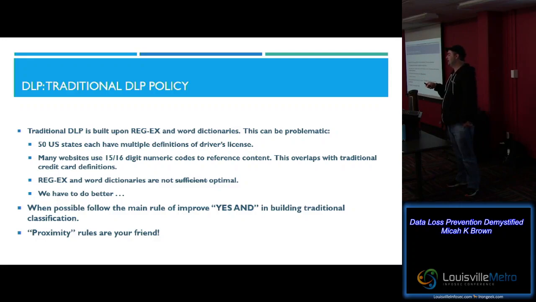So the United States of America is currently comprised of 50 different states. Each state has the legal authority to define a driver's license every which way they wish. And I'll show you this in just a moment.